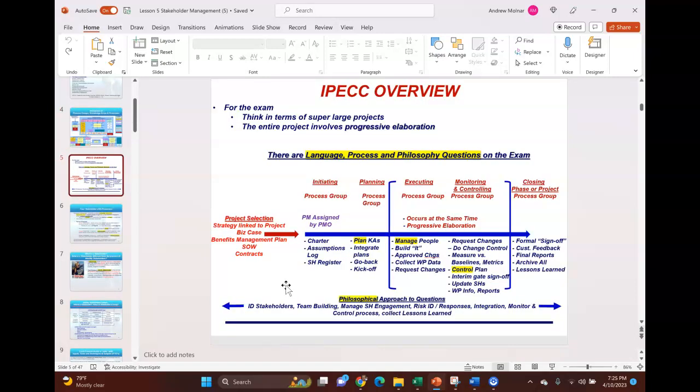This is just an overview of initiating, planning, executing, controlling, and closing by columns. KAs are knowledge areas, right? So you could plan knowledge areas like scope, schedule, cost. Then you build it and you manage things during execution. During controlling, you actually control it and make changes, right? Things like that, because you're measuring against the baselines and other metrics that you have determined. And then, of course, you have to close your project.